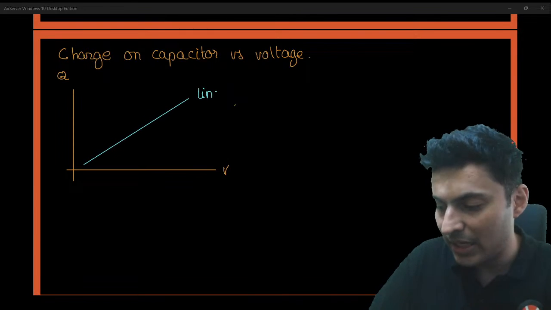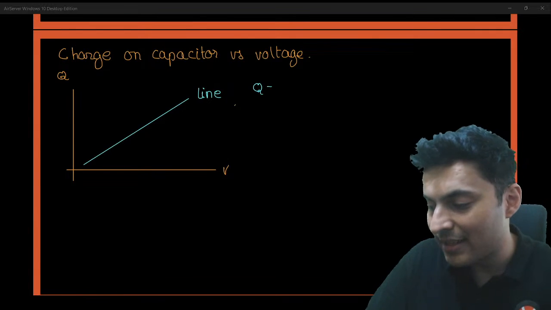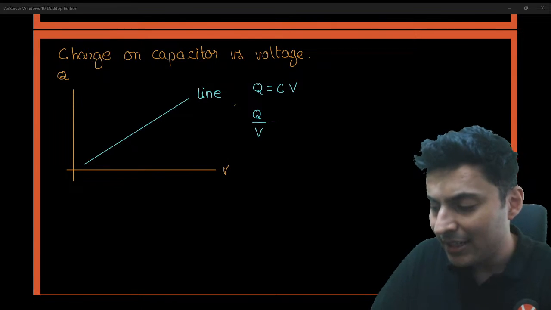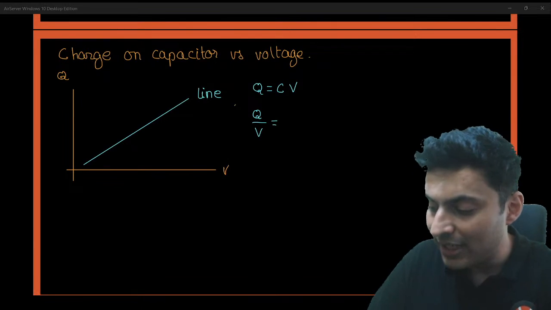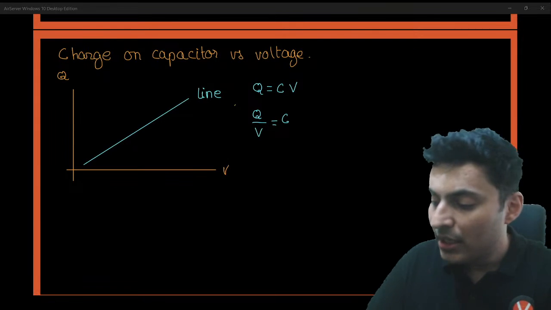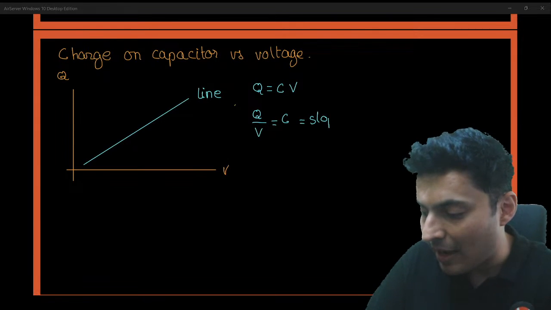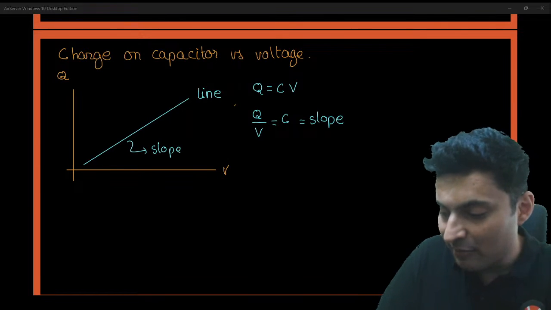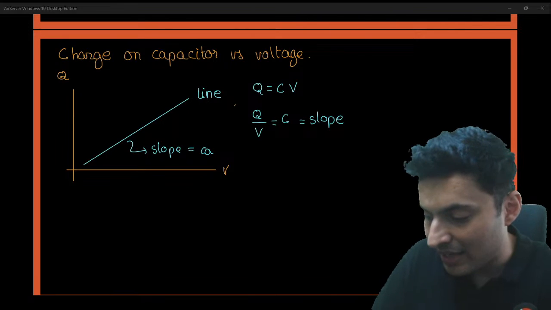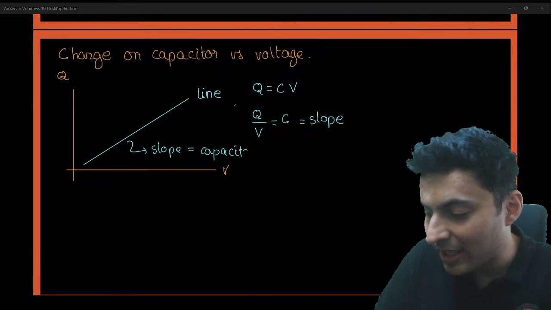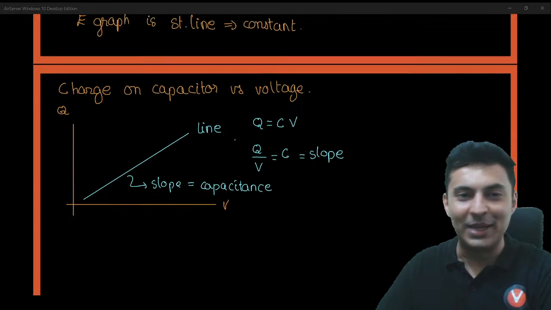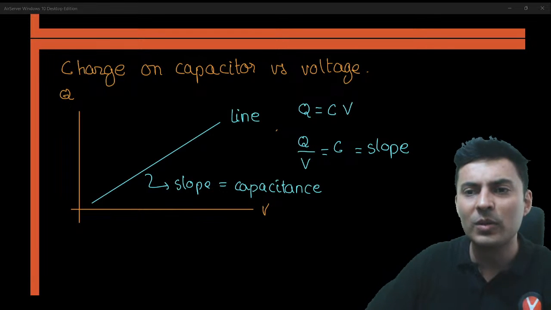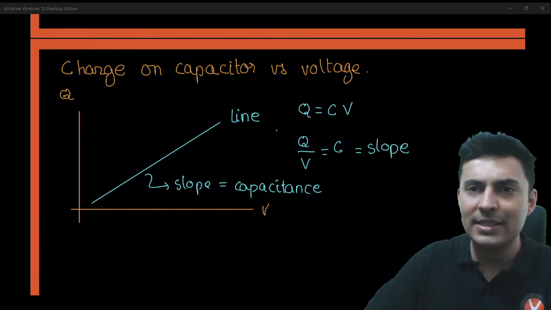It will be just a straight line because Q is equal to CV. In fact, Q by V is C, and Q by V is also the slope of the graph. So the slope of this graph will also give you nothing but the capacitance. Keep this in mind. Charge versus voltage will definitely just simply give you the capacitance. Q is equal to CV.